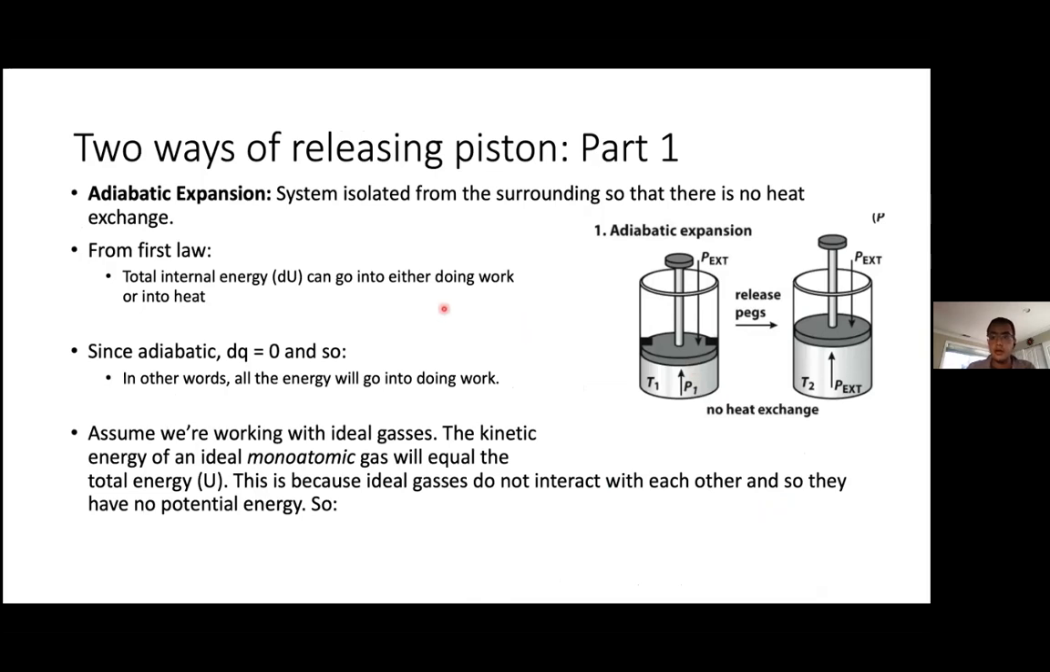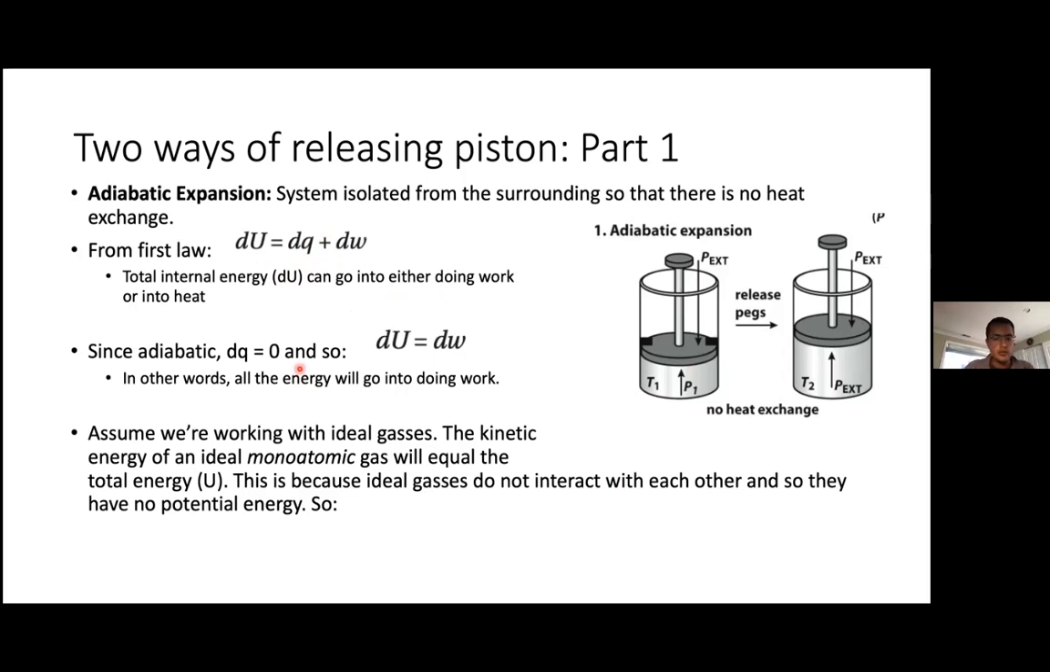The first one that I'm going to talk about is adiabatic expansion. Adiabatic means the system is isolated from the surroundings so that there's no heat exchange. From the first law, the change in total internal energy equals work plus heat. So basically all the energy can go into either doing work or increasing heat. In adiabatic expansion, dq equals 0 because there's no heat exchange, and that's why it makes life a bit easier. So dU will just equal the amount of work. So all the energy will go into doing work.